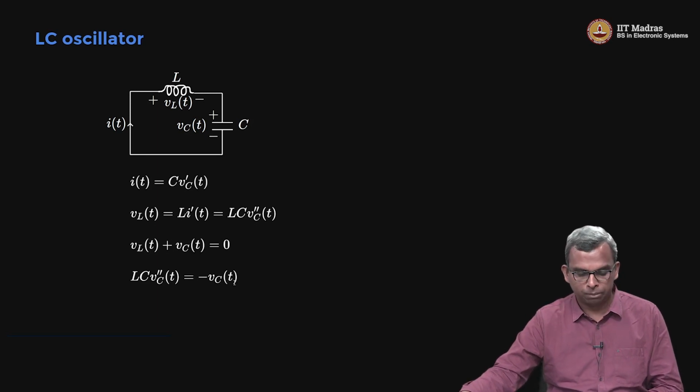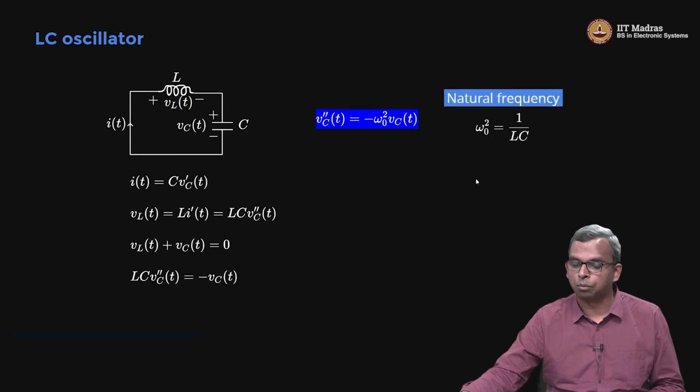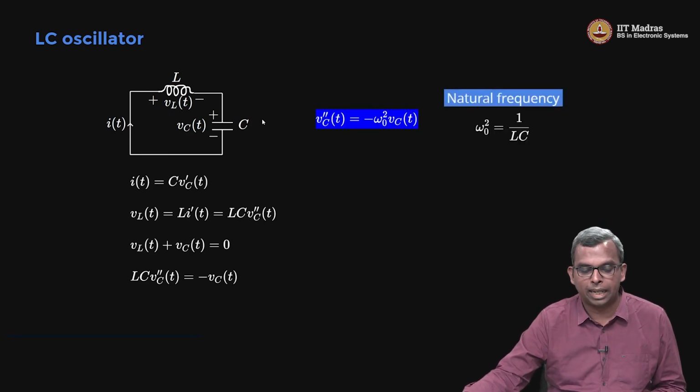Now how do we write this down? This is usually written like this. For a system like LC here, we will define what's called a natural frequency, where omega naught squared is 1 by LC.